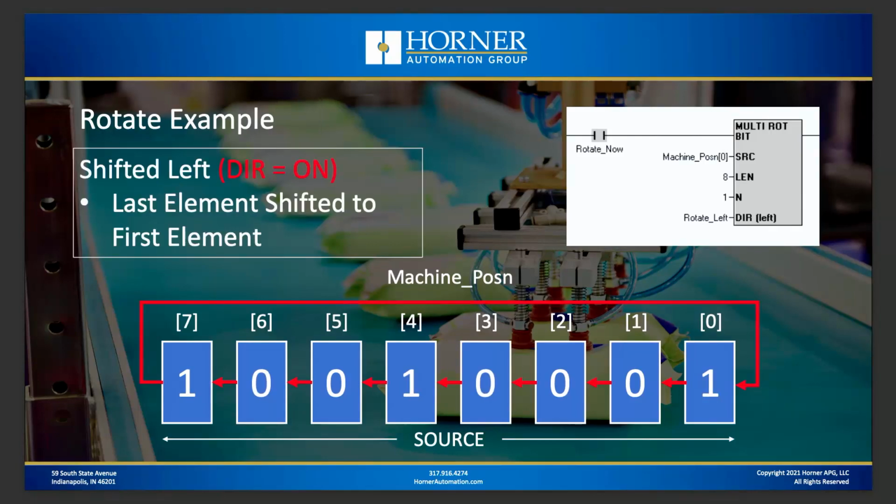So here we shifted left. Very simple. As we shift left, everything goes to the next position left from where they are. Again, thinking of the data in a least significant to more significant direction. And then, of course, that last element doesn't have anywhere to go. So in the case of the rotate instruction, it rotates back around to the first element.